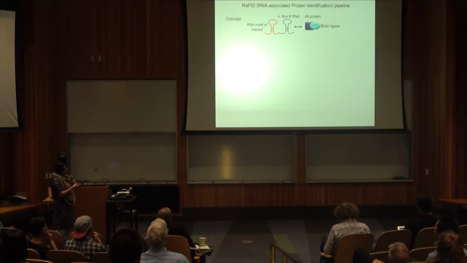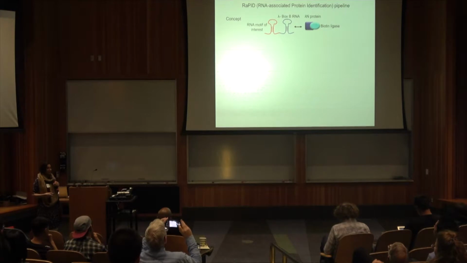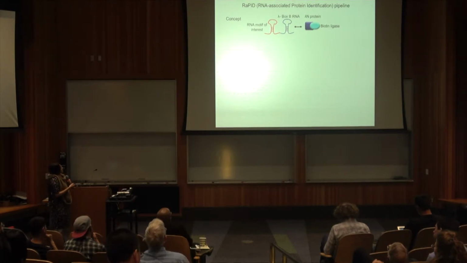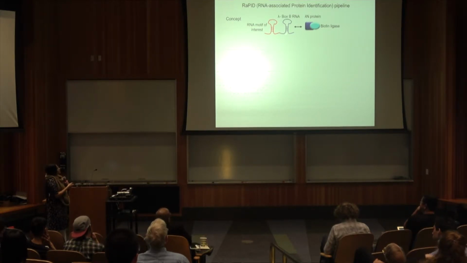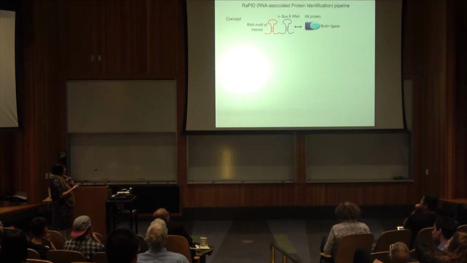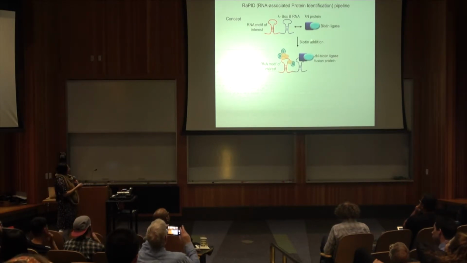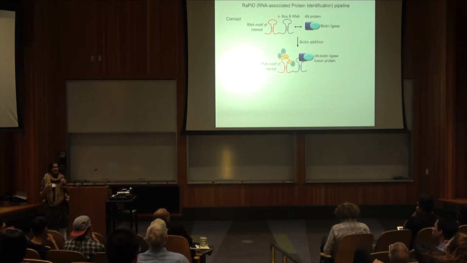So the RNA motif of interest, which in this case is the dengue 3' UTR, is cloned adjacent to the lambda box B RNA motif, and a biotin ligase is fused to the lambda N protein. Because of the highly specific interaction between the box B RNA motif and the lambda N protein, the biotin ligase is brought into close proximity to the RNA of interest. And when we add biotin to the medium, the biotin ligase is able to biotinylate the proteins that interact either directly or indirectly with the RNA of interest.